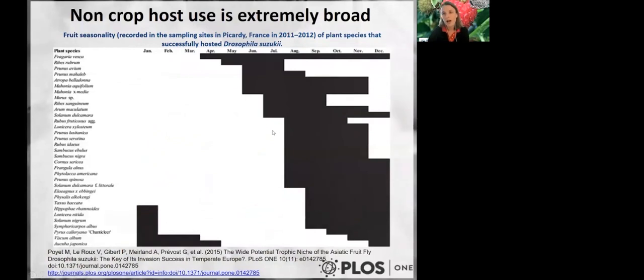We also have learned that non-crop host range for spotted wing Drosophila is extremely broad. This was work done in Europe, and I really like this figure because it illustrates that throughout the 12-month period of the year, spotted wing Drosophila was detected in at least one non-crop host species. So the take-home message here is that in most environments, there is potential substrate for these flies to develop on year-round, as long as the climatic conditions, the weather, are conducive to their activity.